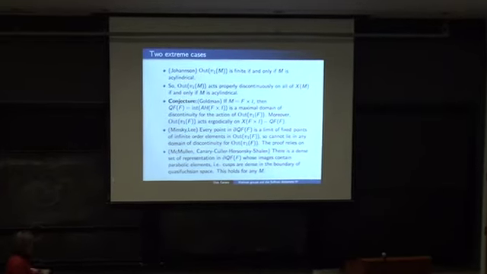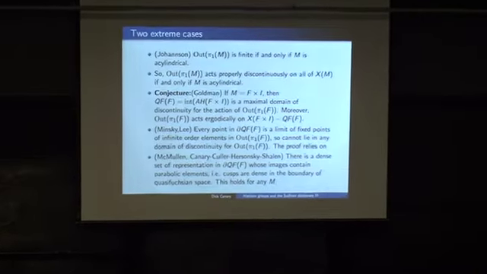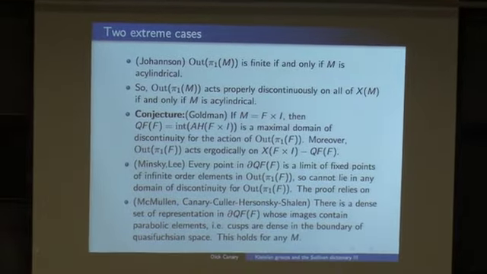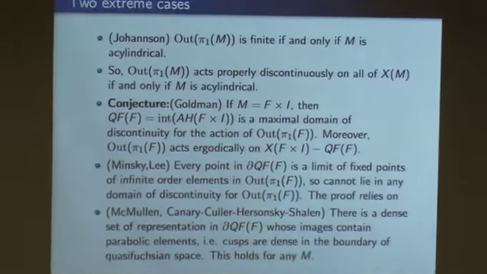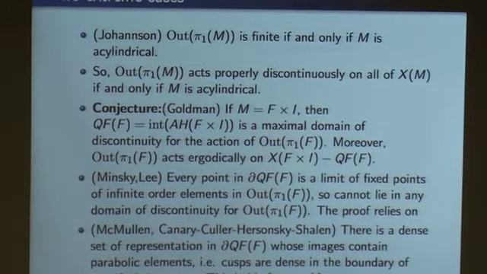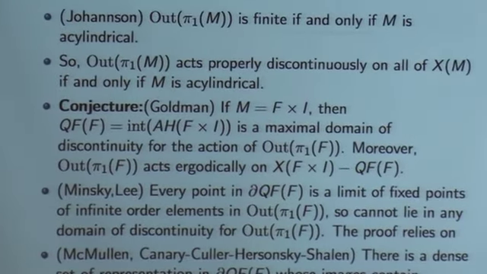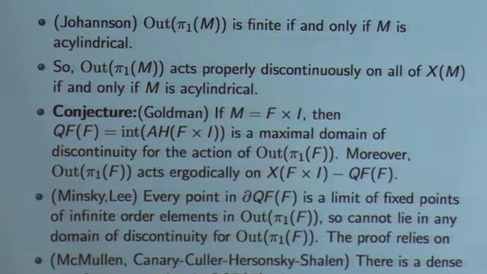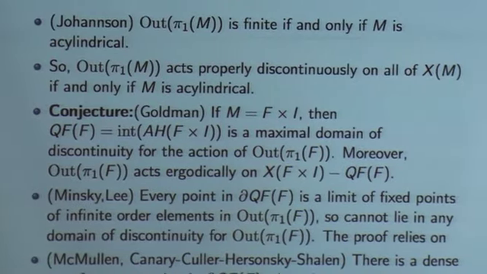Okay, so there's two extreme cases. Well, first of all, Johannson showed that if your group is acylindrical, then the outer automorphism group is finite. And that's an if and only if condition. Because once you have one of these interesting annuli, you can Dehn twist about the annuli, and you get an infinite order automorphism.